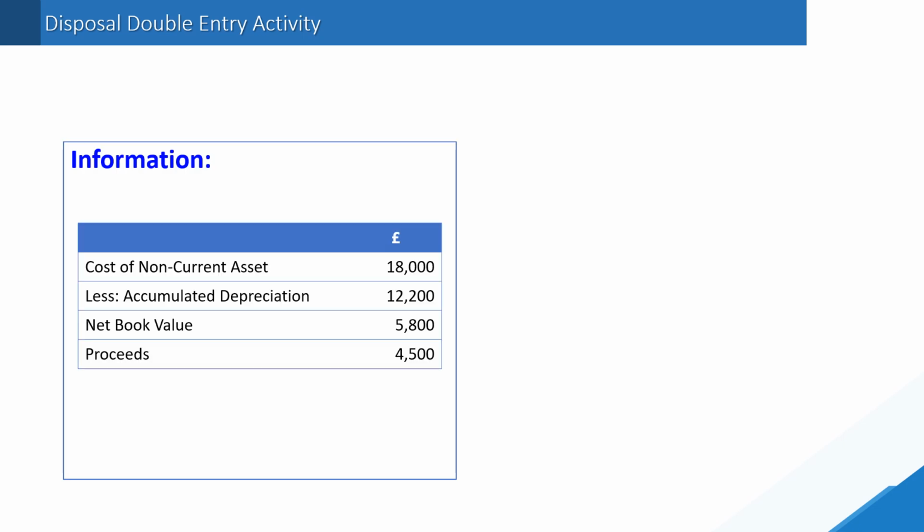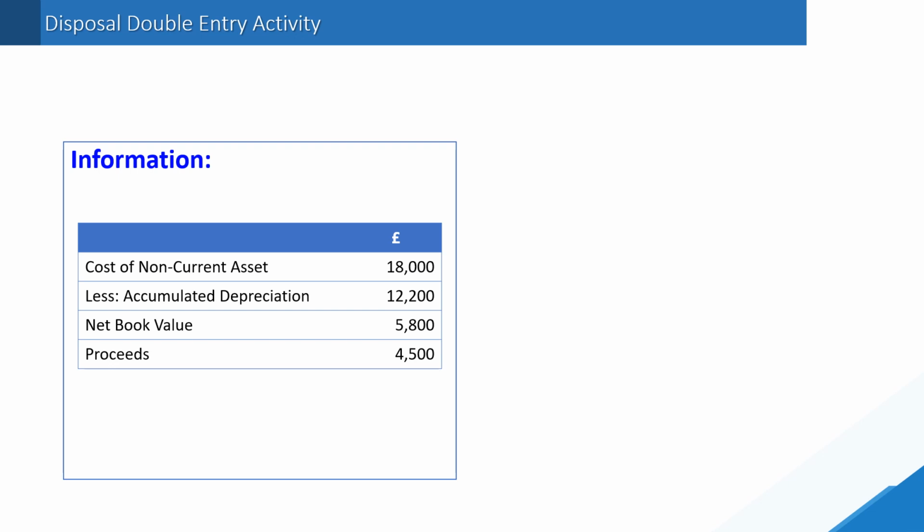Let's take a moment now to stop and reflect back on the activity we've just processed. We were told that the cost of our non-current asset was £18,000. We knew that accumulated depreciation, the loss in value year to date, was £12,200, and that enabled us to calculate a net book value of £5,800.